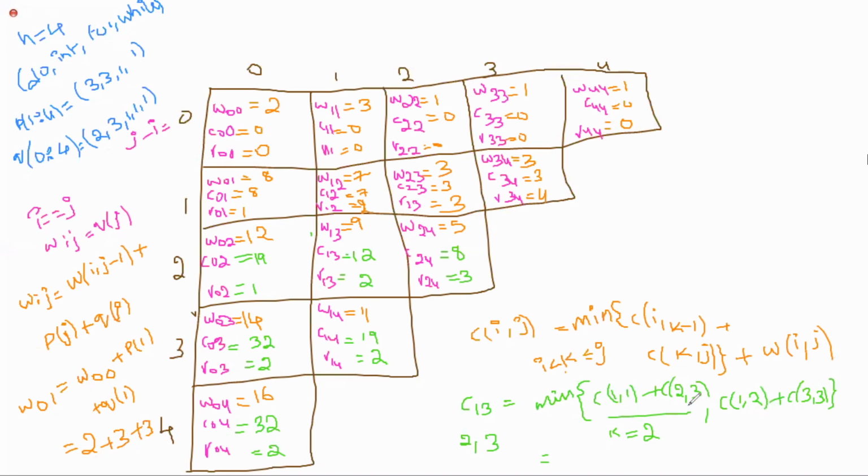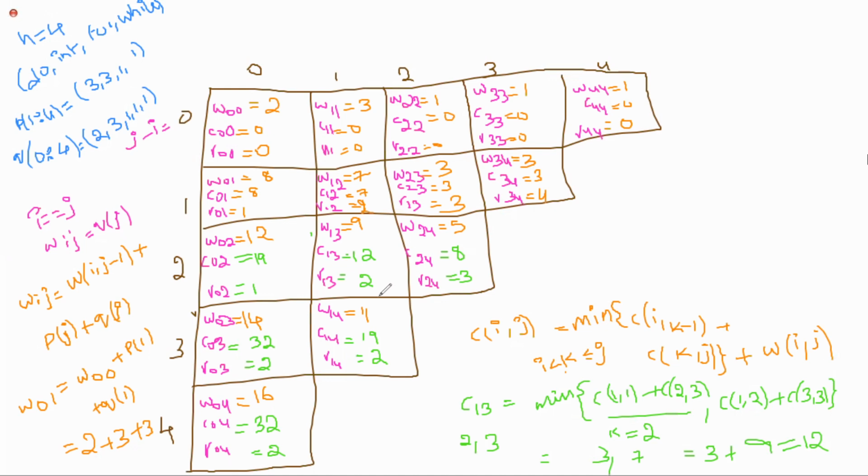C11 is 0. What is C23? This one, so it is 3. When k equals 2, the value you got is 3. C12 value is 7, and 7 plus C33 is 0 only. So which one is minimum? Which one will you consider? 3 we will consider, plus Wij, W13. What is W13? It is 9 equals 12. That's what I have written here. When you got 3, the k value is equal to 2. So that's why I have updated R13 equals 2.